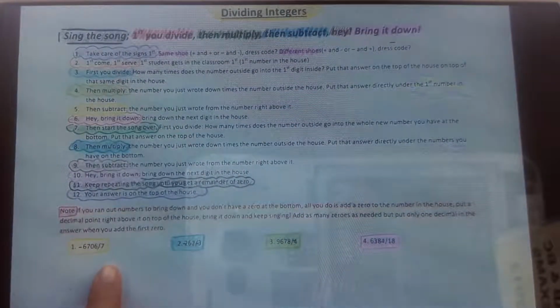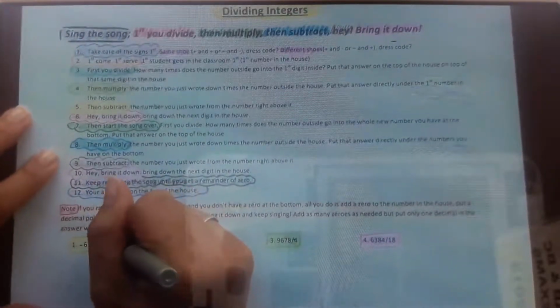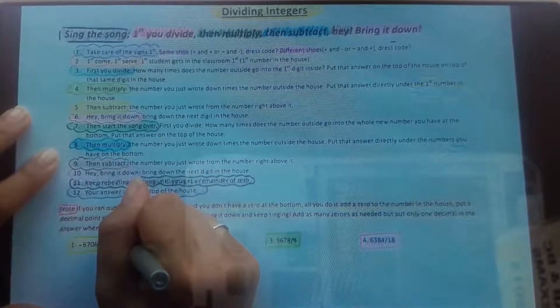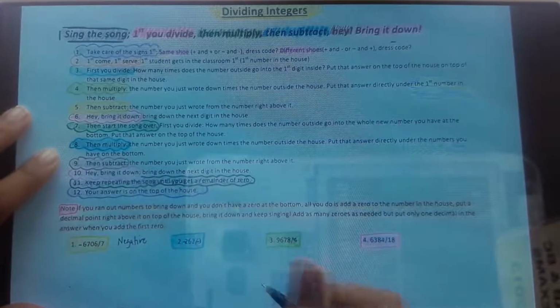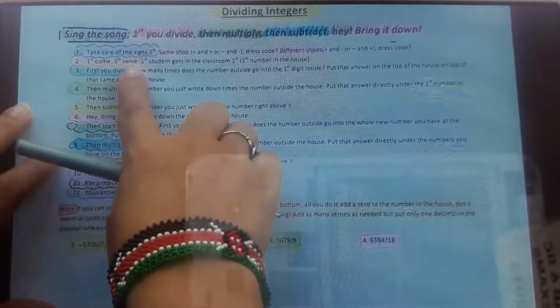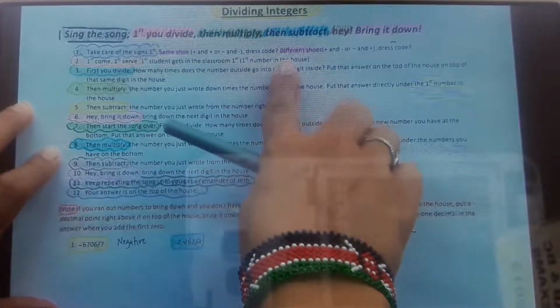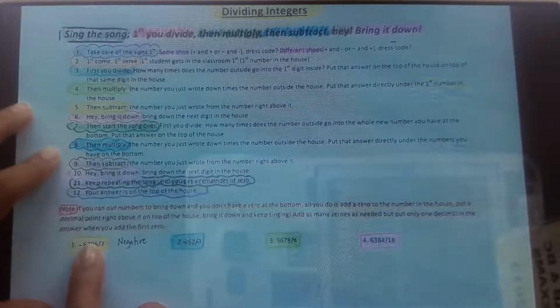Alright, so I'm going to show you how it works. Here is a number. Again, you need to take care of the signs just like we do with multiplication. Different signs, good or bad, bad. That means it's going to be negative. Then first come, first serve. The first student who comes in gets in the house first.